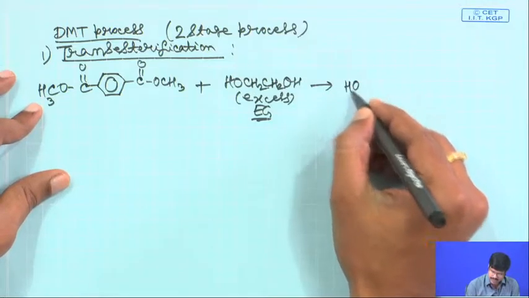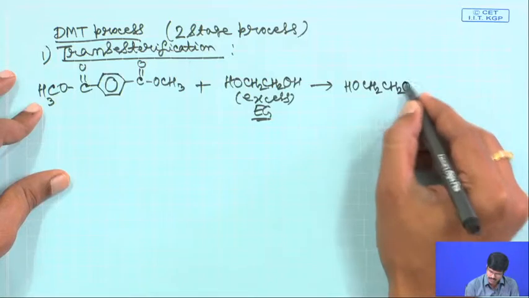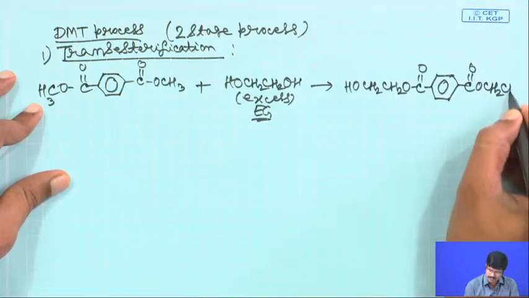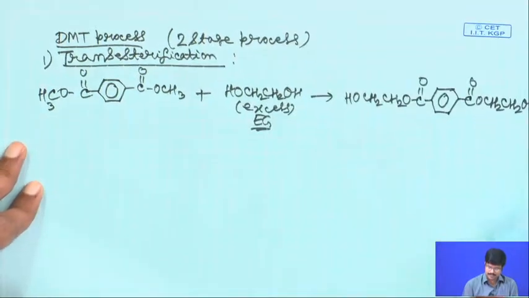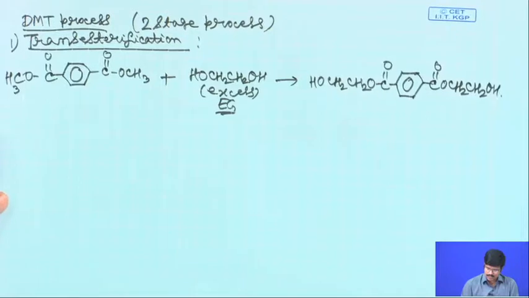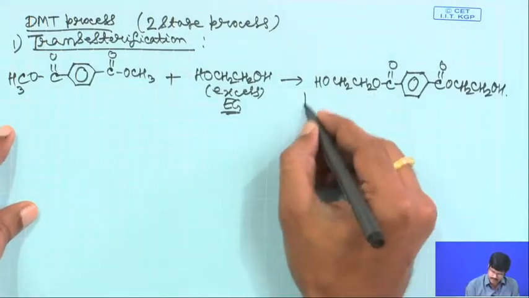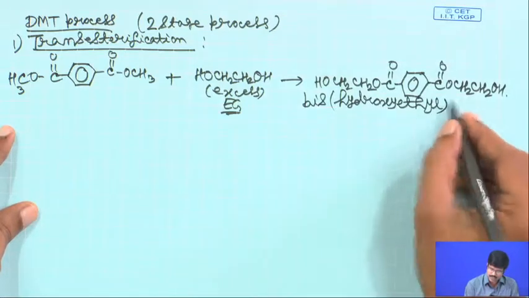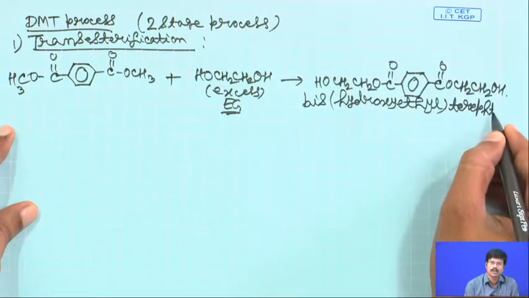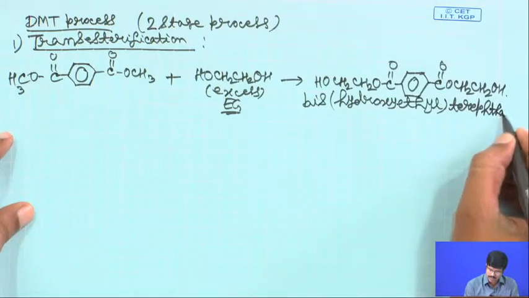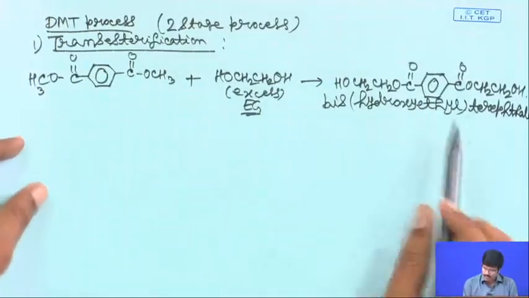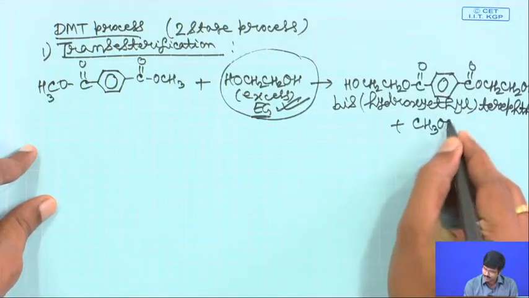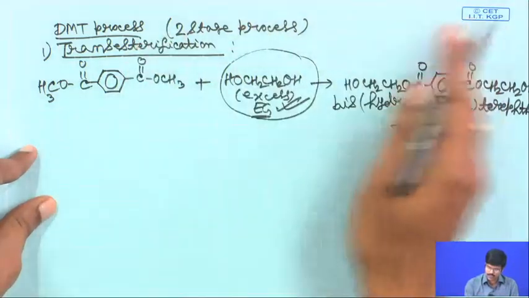So, basically what you will get is this particular product, OH CH2 CH2 O CO. This is the product that you will get. So, this is bis hydroxyethyl terephthalate. Okay. So, this is used in excess, the alcohol is used in excess, and here your methanol is also produced, and this methanol has to be continuously distilled off in order for the reaction to progress towards this side.